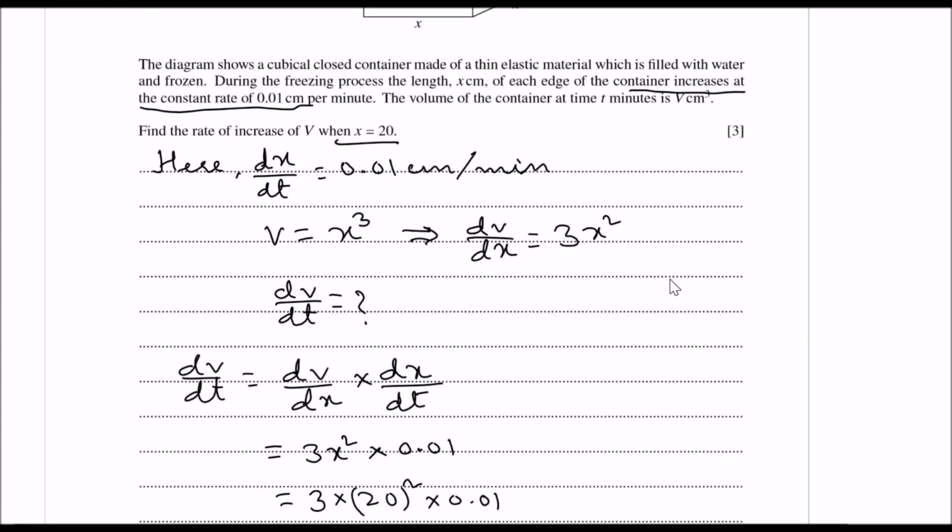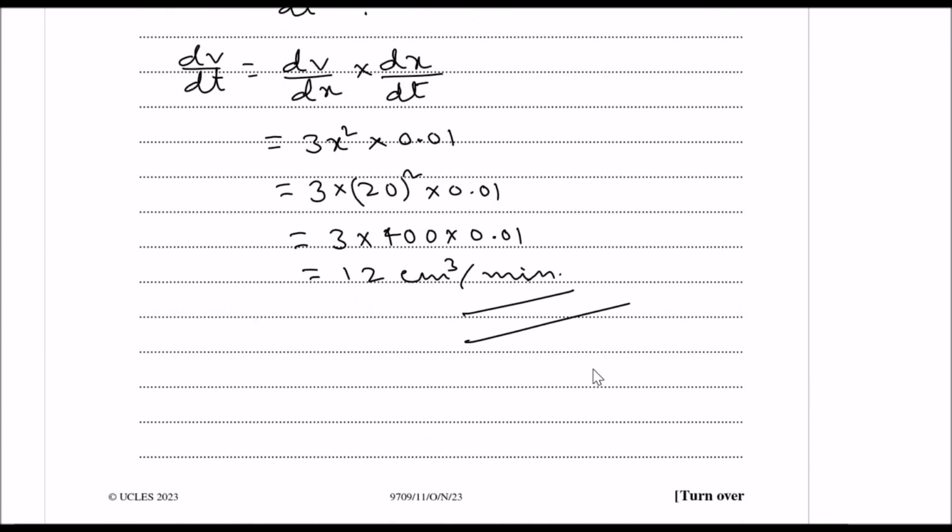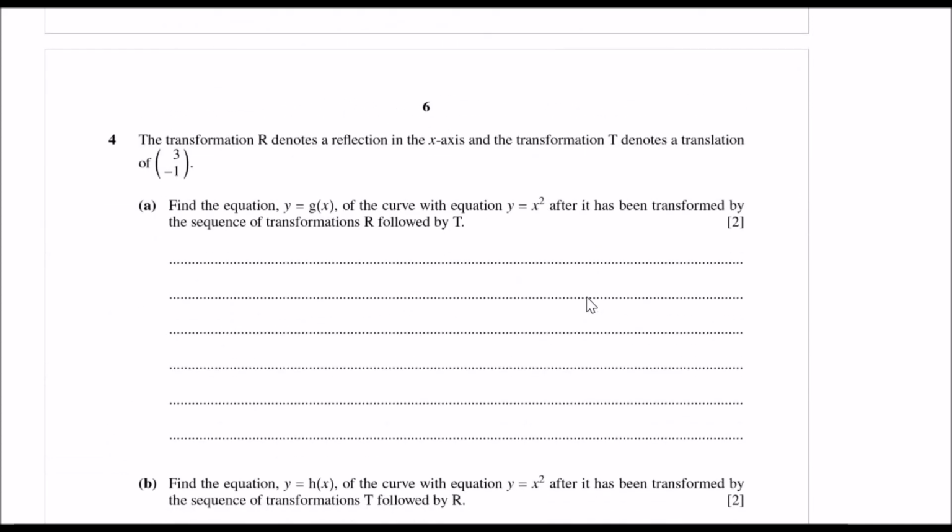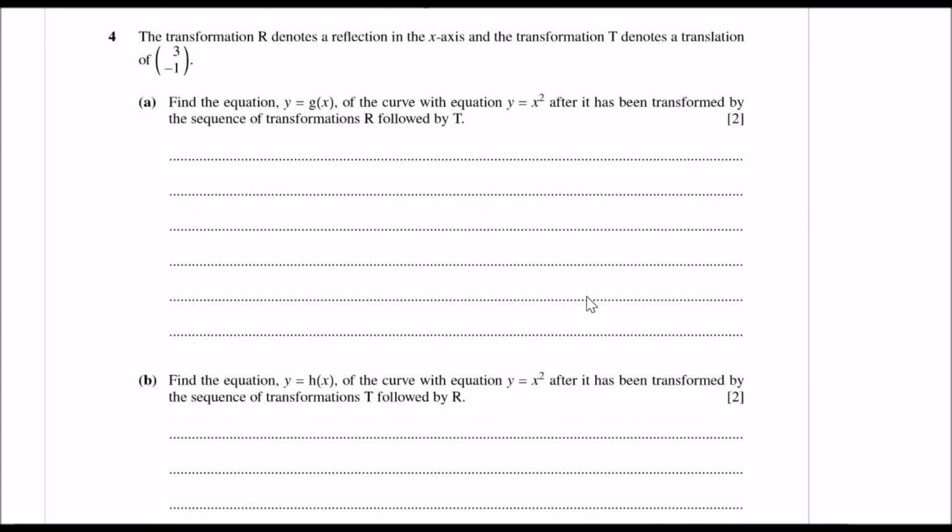Okay. So it was asking to find the rate of increase of V. So we found it is 12 centimeter cube per minute. Okay. Now question number 4. It says the transformation R denotes a reflection in the x-axis and the transformation T denotes the translation of (3, minus 1). Find the equation y equal to g(x) of the curve with y equal to x square after it has been transformed by the sequence of transformations R followed by T.